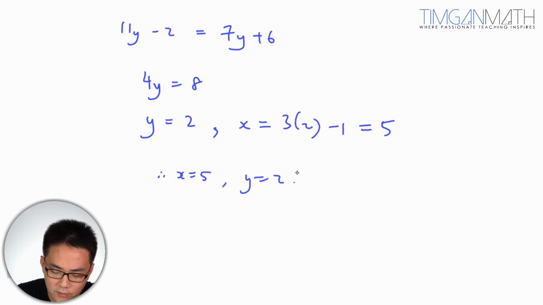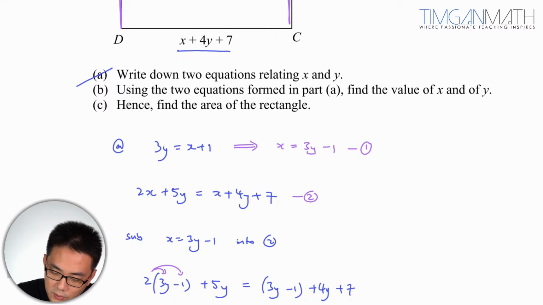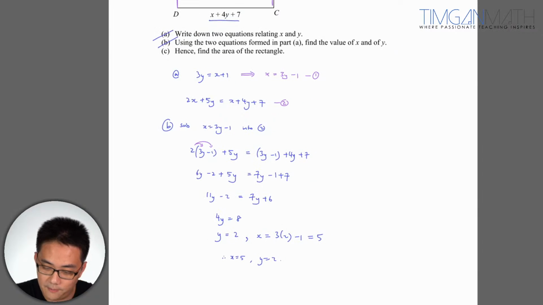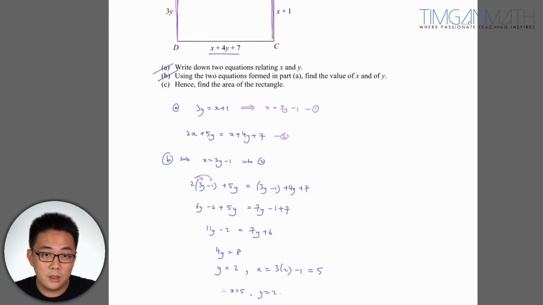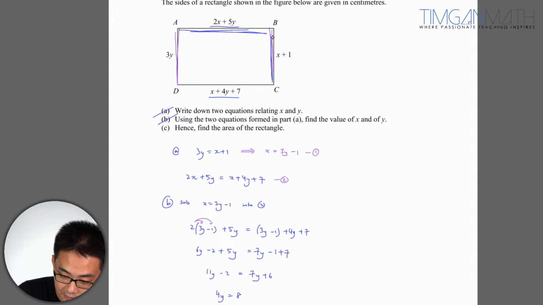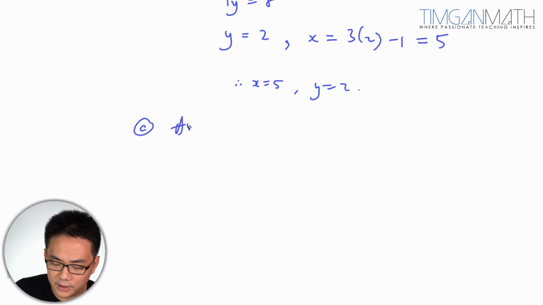I think I solved number 2. Write down the two equations, that's part a. Yeah? So this is part b. Yeah, b will be solving that. Right. So hence find the area of the rectangle. The area of the rectangle will be this length here multiplied with this length. It doesn't matter which length you take. So I'm just gonna take the area of the rectangle.